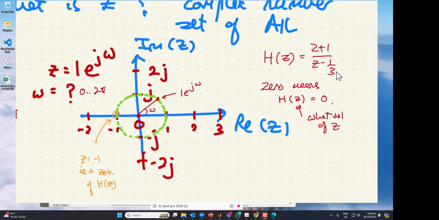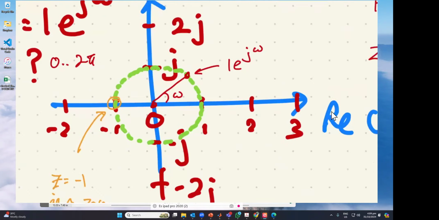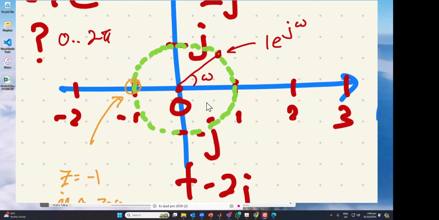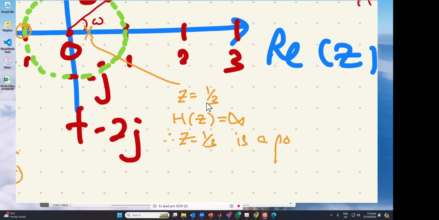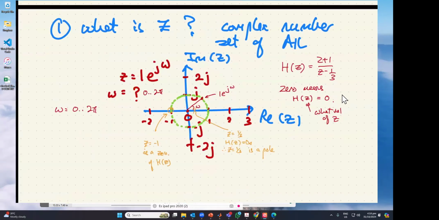Pole, guys, 1 third, right? When z is 1 third, the denominator becomes 0, therefore it becomes infinity. So where is 1 third, guys? 1 third is about here. When z equals 1 third, H of z equals infinity. Therefore, z equals 1 third is a pole. That's all. So we now know how to draw the pole and zero diagram from this. Clear?